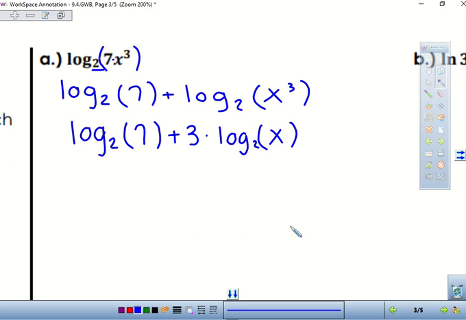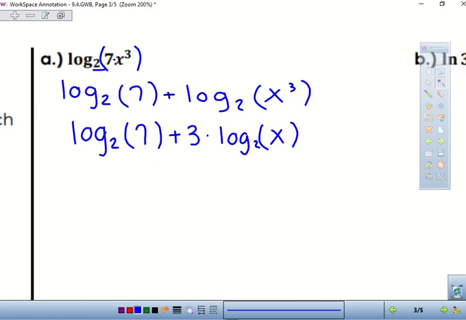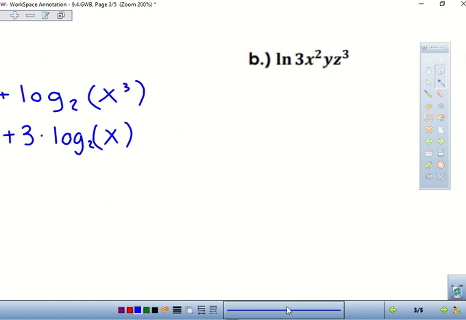So does anybody have any questions? Now, technically speaking, you could write this as like log base 2 of 4 plus log base 2. You know what I mean? Like you can rewrite it in a way, but you don't have to do that. All right.